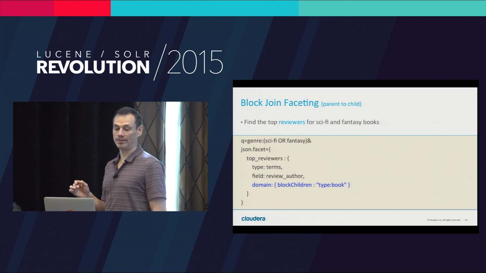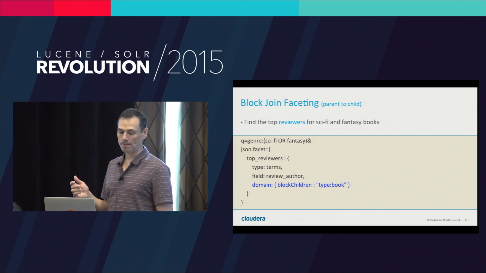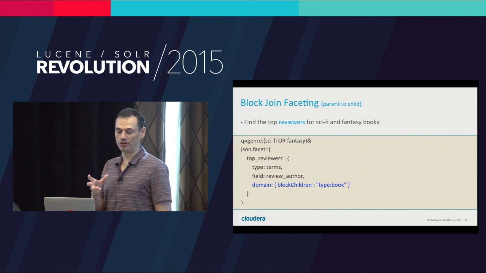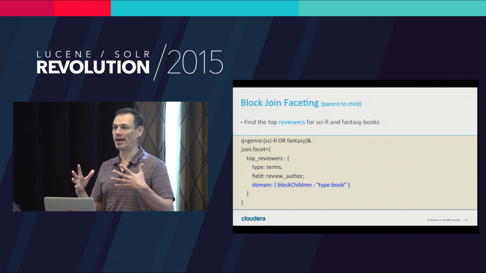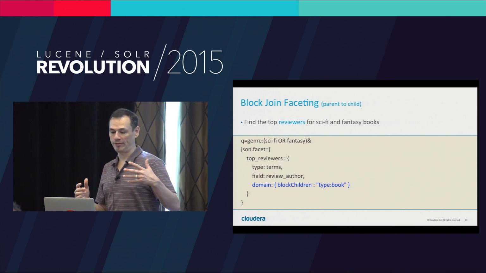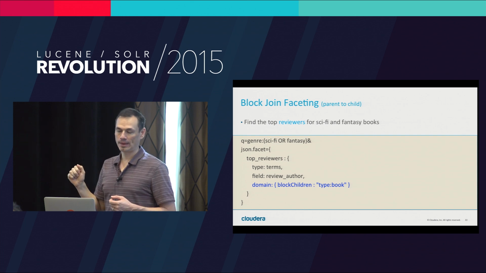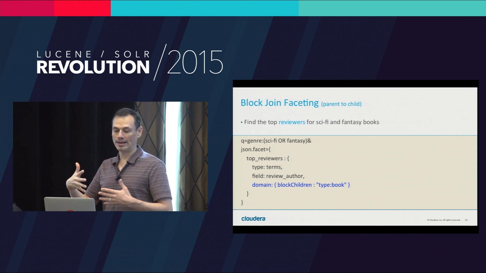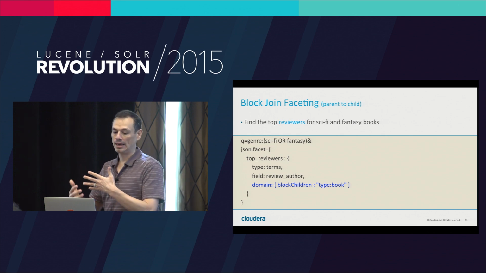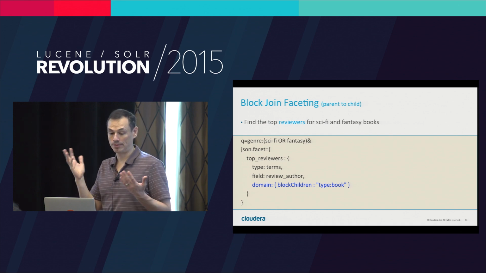And then going the reverse direction, if I wanted to find the top reviewers for sci-fi and fantasy books, so I query on the book objects, querying for genre sci-fi or fantasy, and so then I have my input domain that consists of book objects or parent objects. Before we do the facet, this domain is telling us map to the children, which are the reviews. And so at that point, we'll get all the reviews of the books that were selected by the input domain, and then we'll calculate the terms facet over the review author field, and we'll get the top reviewers.